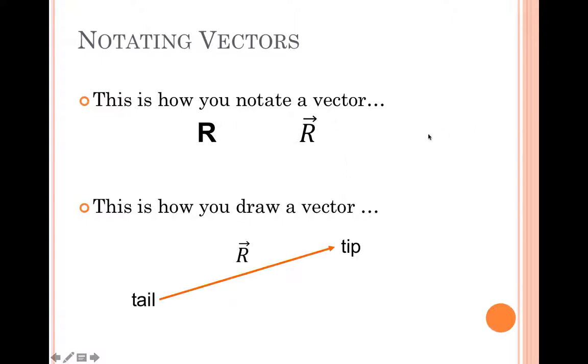You draw a vector by drawing that vector from the tail to the tip. So this is the tail of the vector, and that's the tip of the vector. And so this vector has a magnitude that's this long, and its direction could be described as this angle from the horizontal or this angle from the vertical. It depends on the frame of reference.